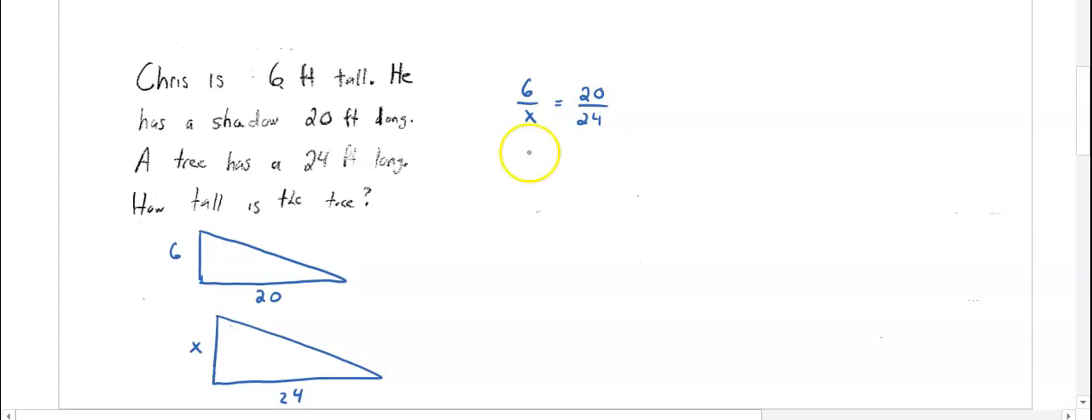So as we cross multiply, we get 20x is equal to 144. When we divide by 20, we get x is 7.2, which we're going to write as a fraction, which would be 36 over 5 feet.